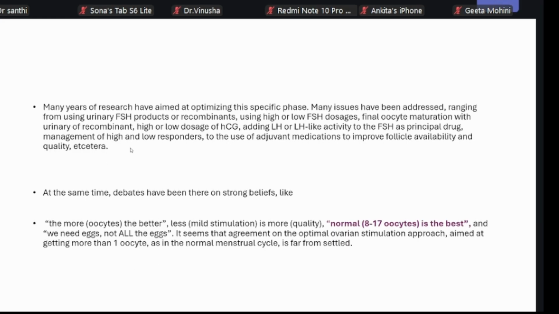There has been debate about this topic: should we be getting a greater number of eggs or better quality eggs? So whenever we stimulate, we should keep in mind that even though in the worst cases we get multiple eggs, like 20 to 30 eggs, the quality may not be that good. So our aim should be getting an optimum number of oocytes so that we get good quality embryos, not more, not less.